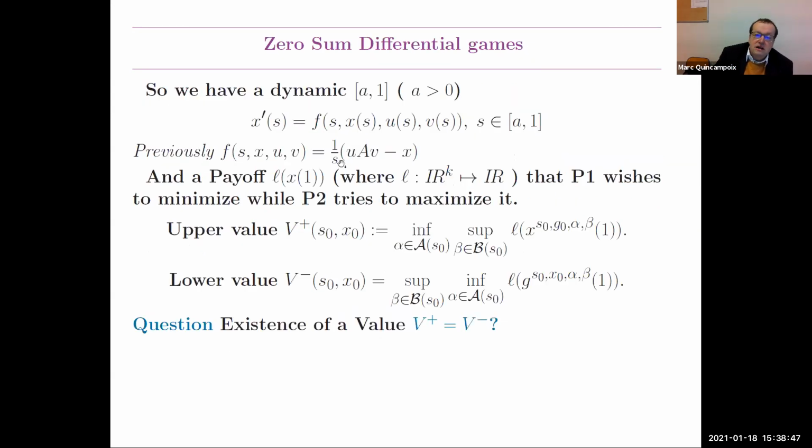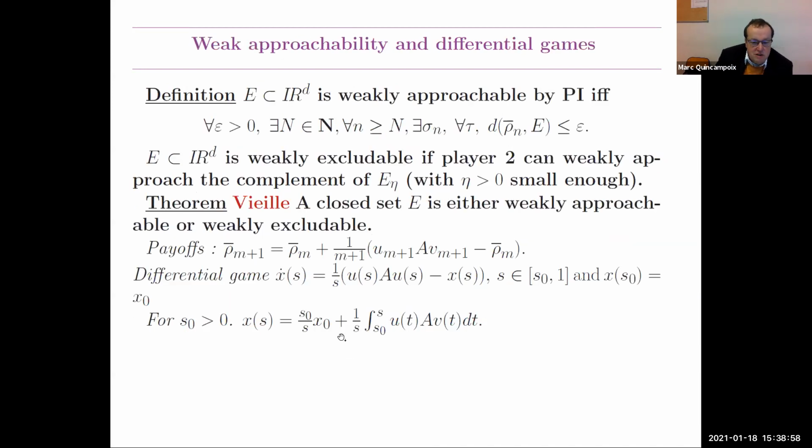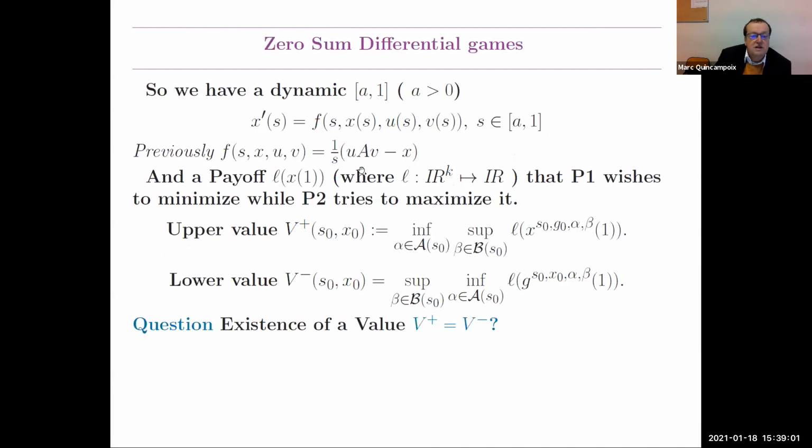Okay. And so now I will define what is a zero-sum game. We have a dynamic, again, now it depends on S; this is the only difference from previously, because previously the dynamic was independent of S. Okay. So we have a dynamic. In the particular case, I will be interested in this dynamic. And we have a payoff, which is L. L is a function of Rk of X, evaluated at the final time 1. I will consider only the dynamic on the time interval [0,1].